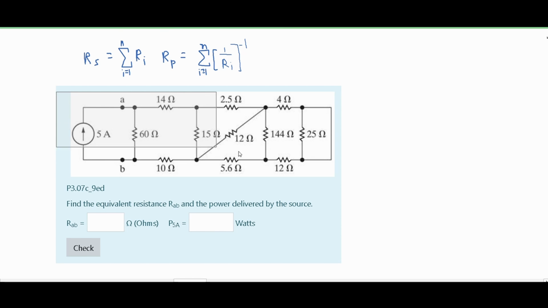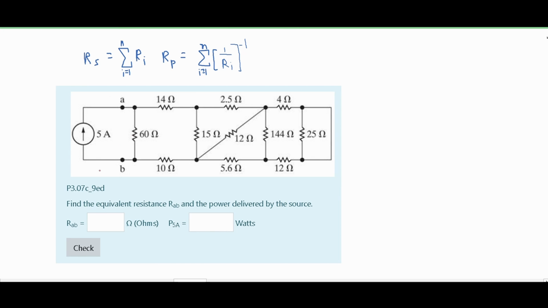In this problem, we have a circuit diagram. We are asked to find the equivalent resistance RAB and the power delivered by the source. Our source is this 5 amps, but first we're going to look at all of these resistors and try to combine them into a single resistor. That way, we only have to look at one resistor when we're calculating for our watts. And it also asks us for the equivalent resistance, and the equivalent resistance is the total of all our resistors.